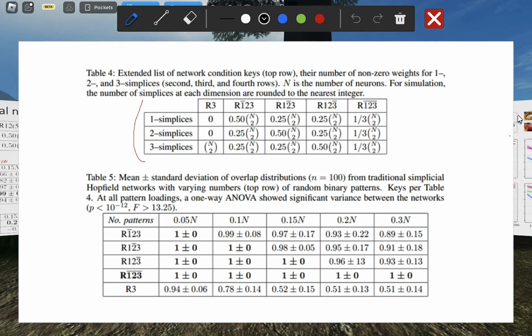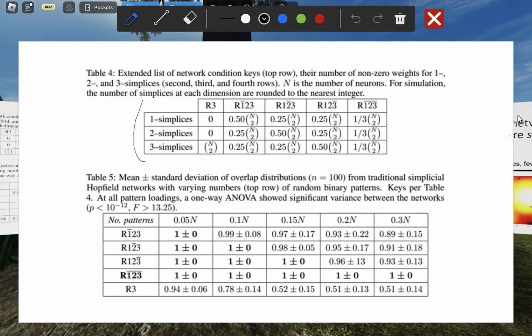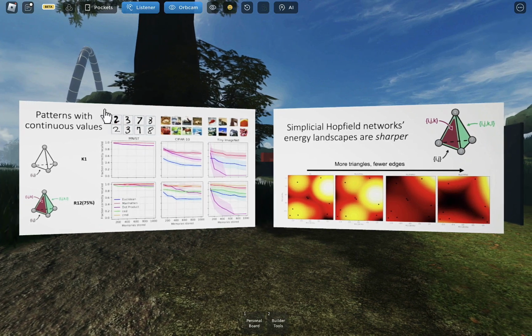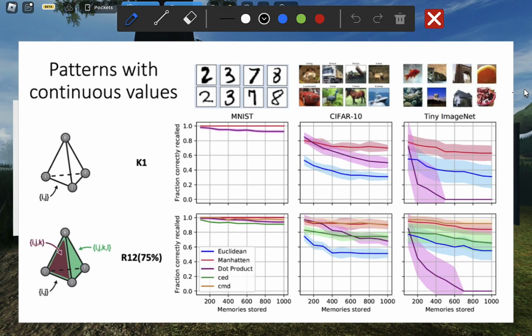And then moving on to the last few slides, we did this with continuous patterns as well. We tested MNIST, CIFAR10, and Tiny ImageNet. Those are different images with continuous values. We just tested the R1 2 75% one, and in this case, it performs better in basically all these cases. And these different colored lines here, there's also a typo, that should be Manhattan with an A.